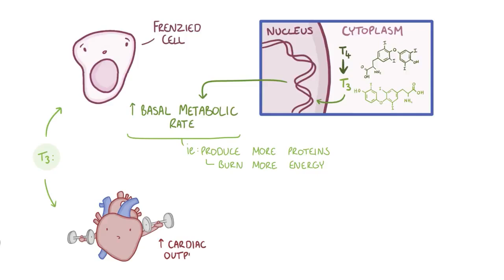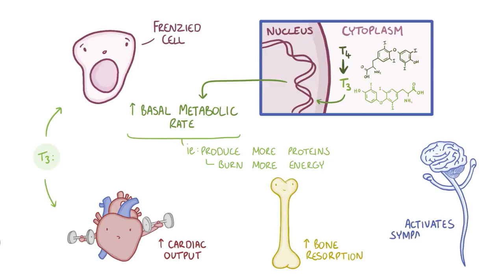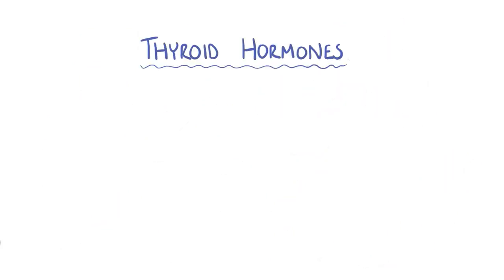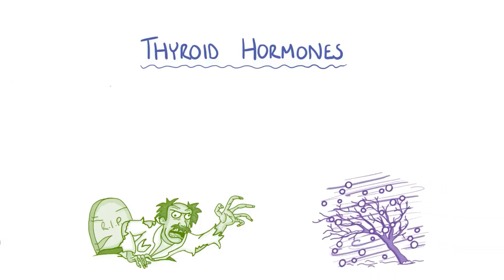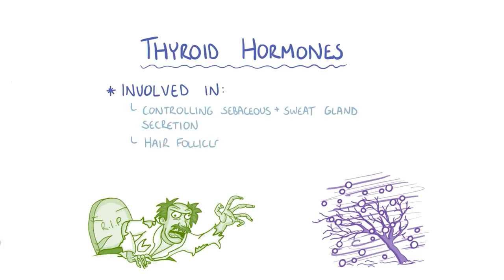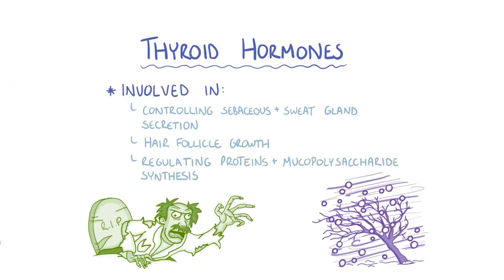T3 increases cardiac output, stimulates bone resorption, which thins out the bones, and activates the sympathetic nervous system, which is the part of the nervous system responsible for our fight or flight response. Thyroid hormone is important, and the occasional increase is like getting a boost to fight off a zombie, or to stay warm during a snowstorm. Thyroid hormones are also involved in a number of other things, like controlling sebaceous and sweat gland secretion, hair follicle growth, and regulating proteins and mucopolysaccharide synthesis by skin fibroblasts.